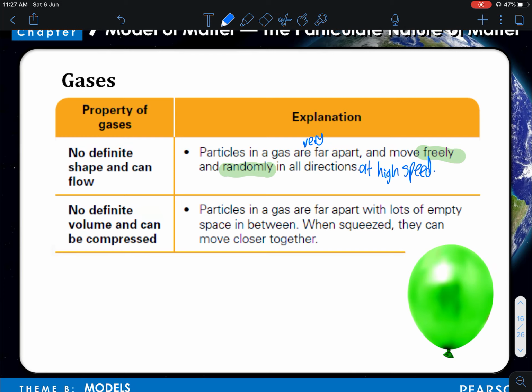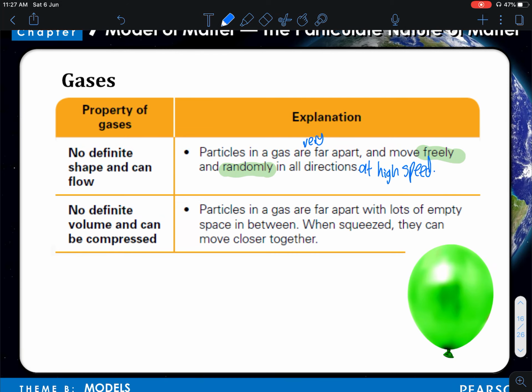For no definite volume and can be compressed: the particles in a gas are far apart with lots of energy and empty spaces in between, and when squeezed, they can move closer together. So that is another example of how you can go about explaining in an exam if they ask you what the property is and what the explanation is.